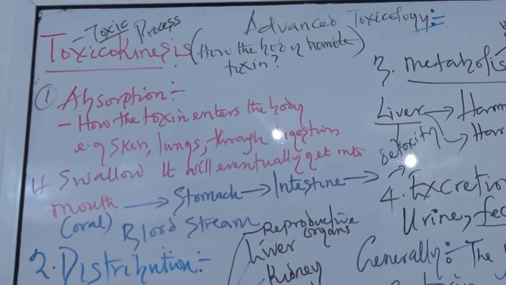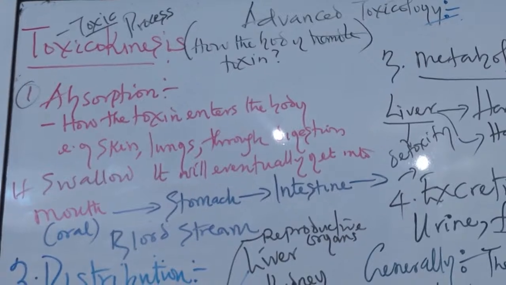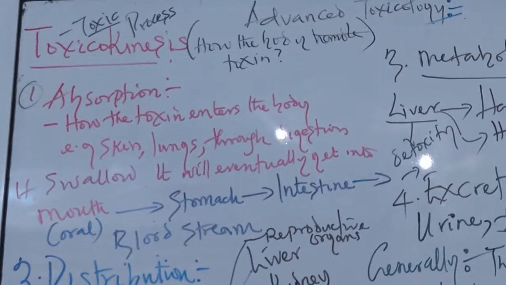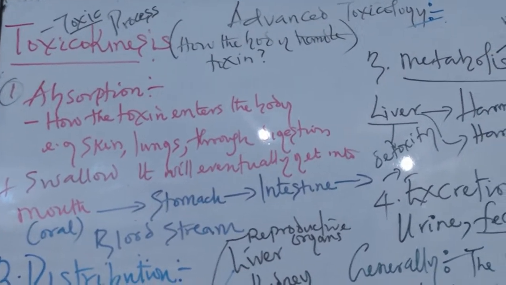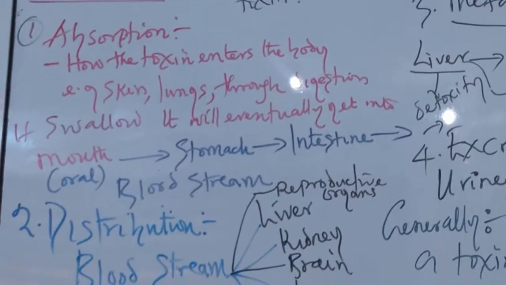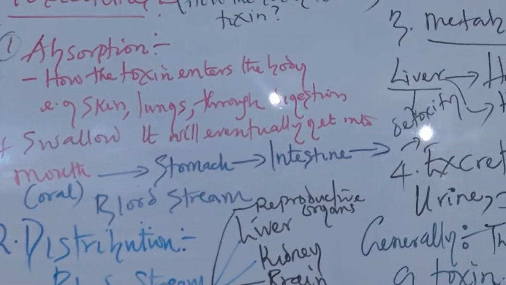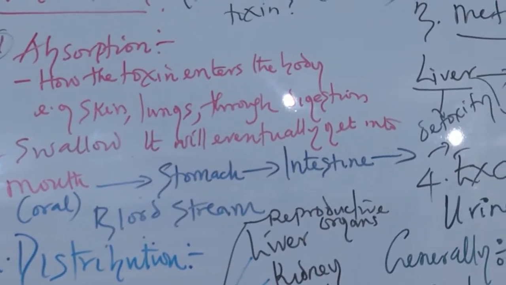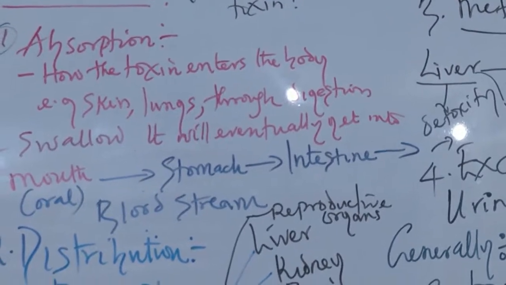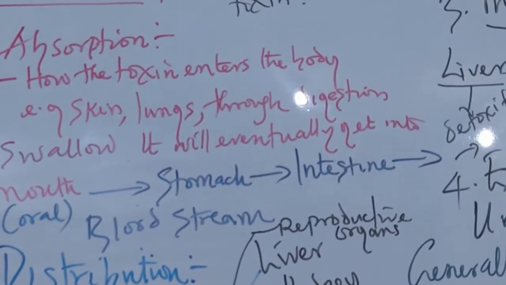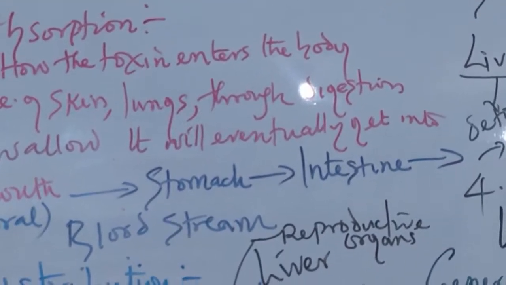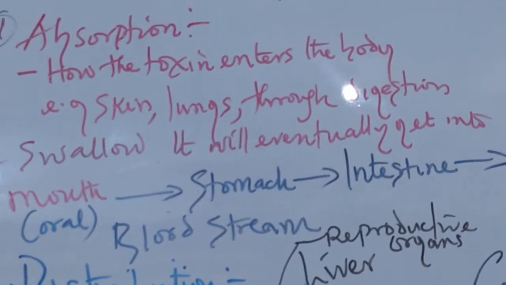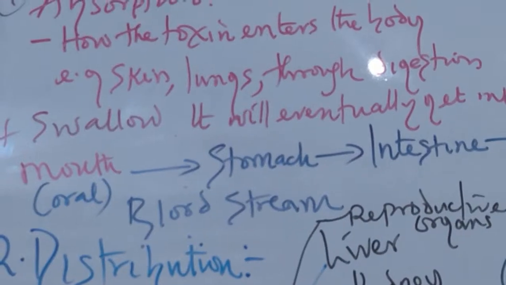Is it going to be through the skin, or through the lungs, or through digestion? I told you that if it is swallowed, it will eventually get into the digestive tract. Just like the route you see on the screen, you have the mouth, that is oral, then straight away it gets into the stomach, then into the intestine, and eventually it goes into the bloodstream.